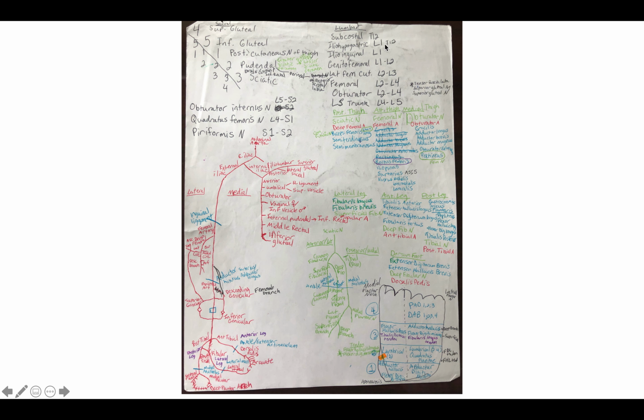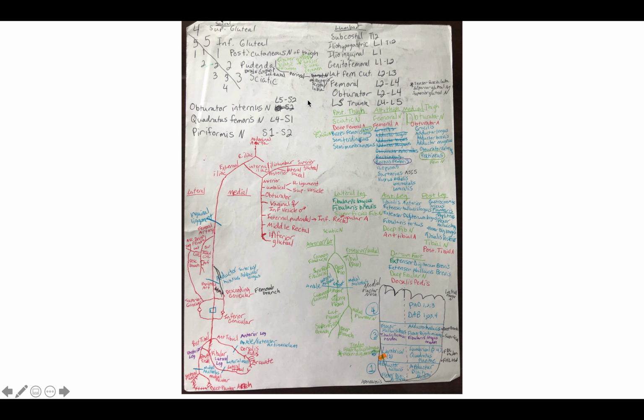where T12 will come down here to iliohypogastric, then ilioinguinal will have just L1, and then L1 will jump down here to genitofemoral, and then L2 will jump down here to lateral femoral cutaneous nerve, and then you got your femoral and obturator with both L2 through L4, and then your lumbosacral trunk will get your L4 through L5. So hopefully that's somewhat helpful. At the very least, you got all of them right here in an organized fashion.